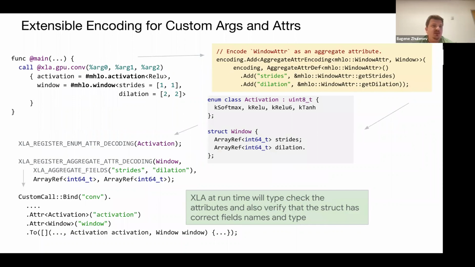And on the bottom left, you can see how the custom call binding looks. You don't really need to know about all the details of this ABI encoding. Everything is handled for you declaratively through a few templates and helper functions.